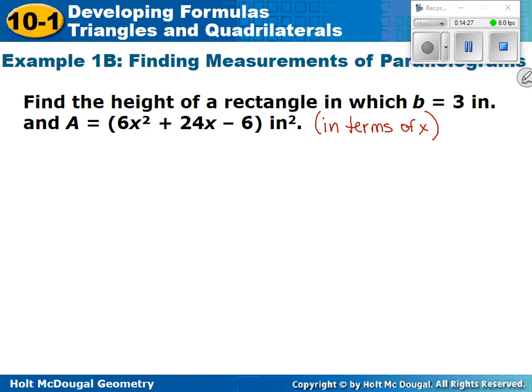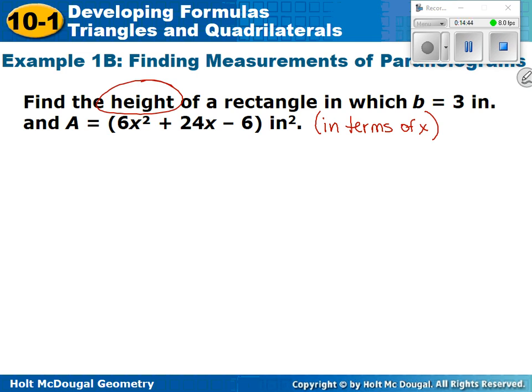Don't need to solve for x. It just means that you're going to still have an x potentially in your answer, and that's okay. What are they wanting us to find? The height. So you're just trying to solve for h, the height. If it still has x's in your answer, that's okay because you can be in terms of x.